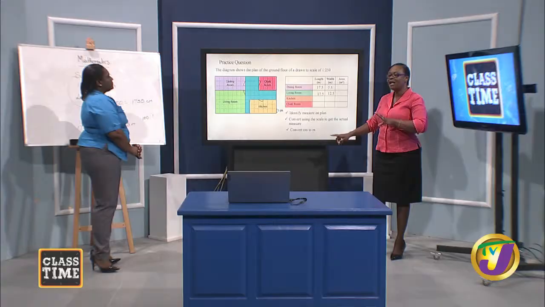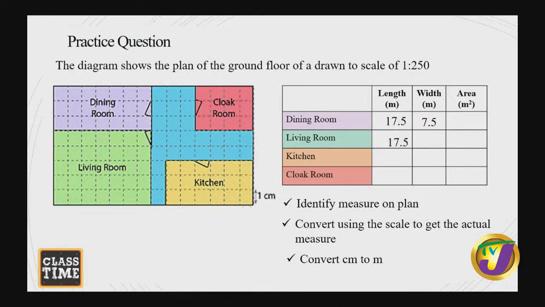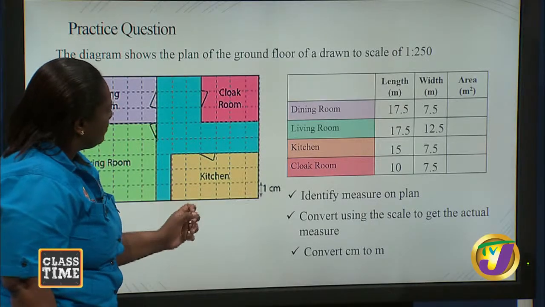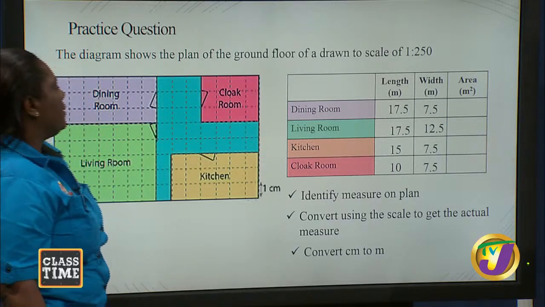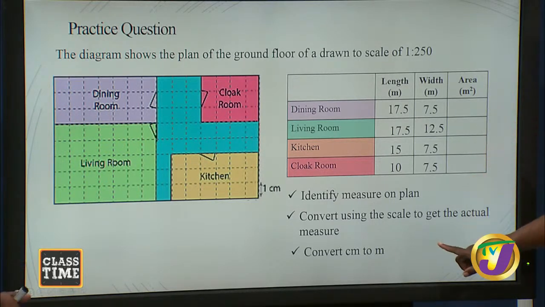Now, we would have gone ahead and done the calculations based on what we would have identified: the measure on the plan, convert using the scale to get the actual measure, and then convert to meters. But let's identify the dimensions while we are filling in the information. So for the living room, it would be... Good, identified by the green. The kitchen, yellow, area. We are working with all rectangles. And it's the one with red. So here we have the dimensions.